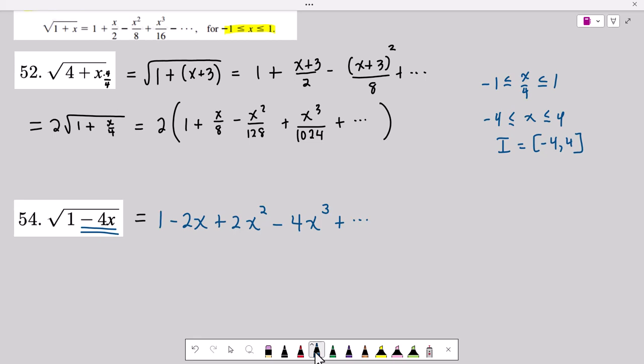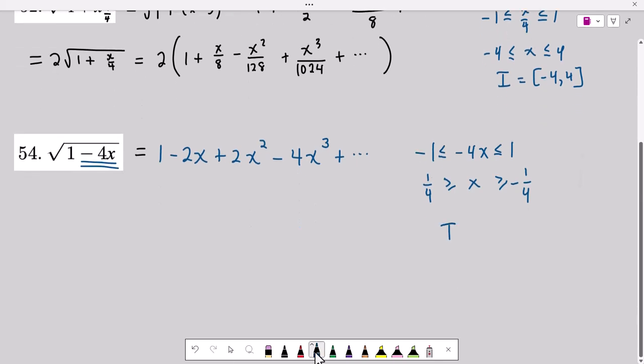Okay. And then we do the same thing that we just talked about, so -1 less than or equal to, we replaced x with -4x. So in the other direction, now we're going to shrink the interval, because we're going to divide everything by 4 here. Change the inequality symbol, because it's actually -4 that we're dividing by. So for this one, the interval of convergence will be -1/4 to 1/4, including the endpoints.